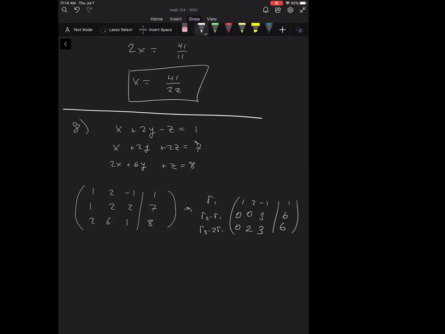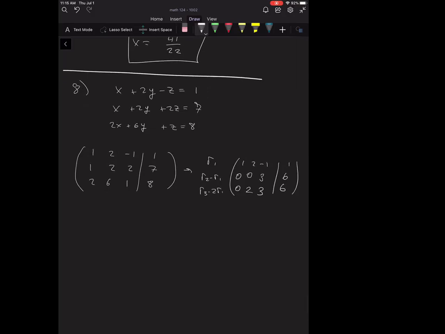So one thing we can do now, let's look at this matrix over on the right-hand side. Let's look at our row 2. What our row 2 tells us is that 3 times z is equal to 6, because we have 0x, we have 0y, 3 times z is equal to 6. And then we can easily solve for z now. We see z is equal to 2. So there's one of our answers.